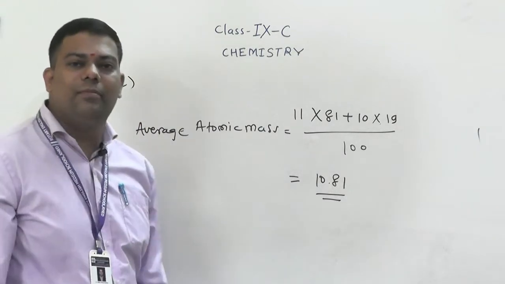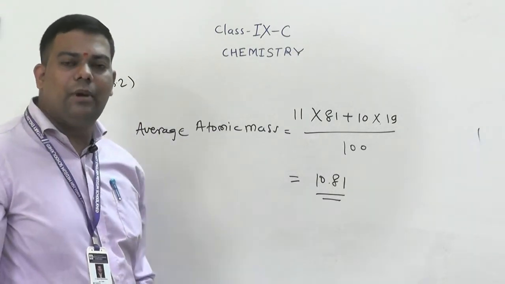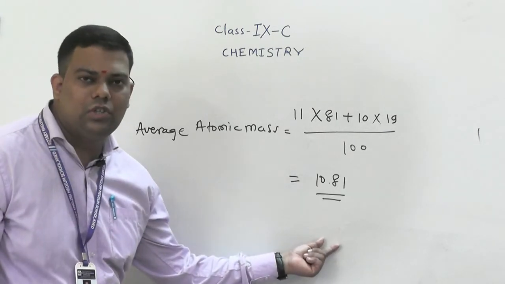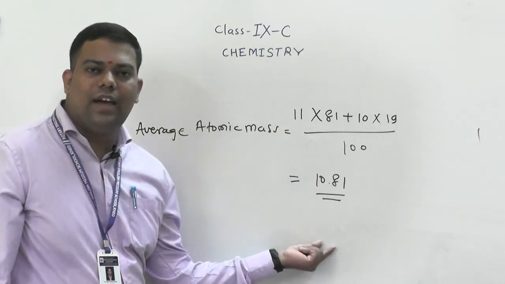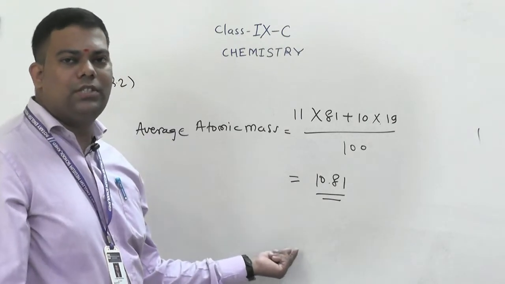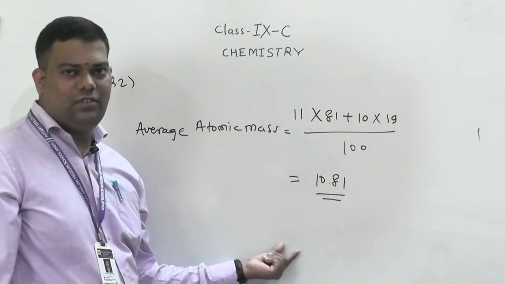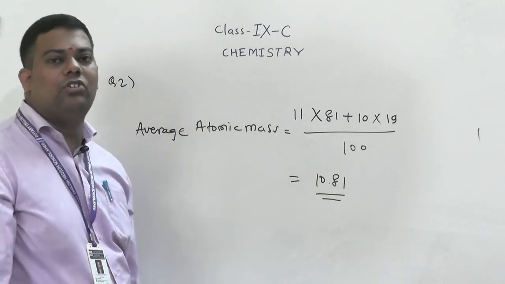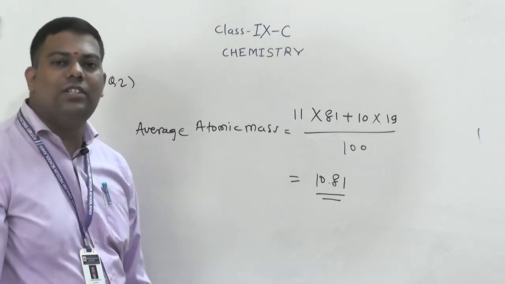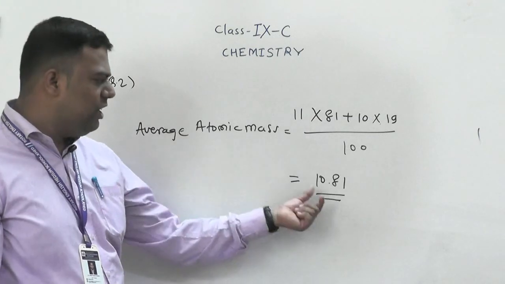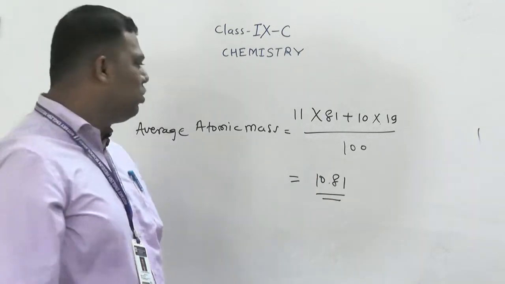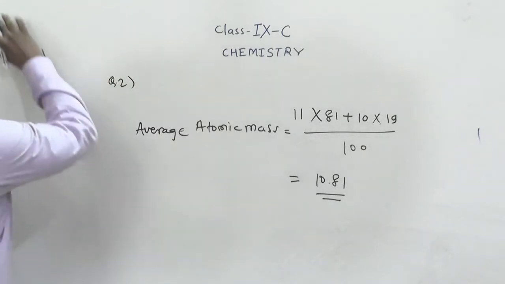So the average atomic mass of boron is 10.81. Understood? Therefore we are writing boron atomic mass as 11. Boron atomic number is 5, and the number of neutrons is 6, so the mass number is 11. But the average atomic mass is 10.81. Understood? So that is your question number two.